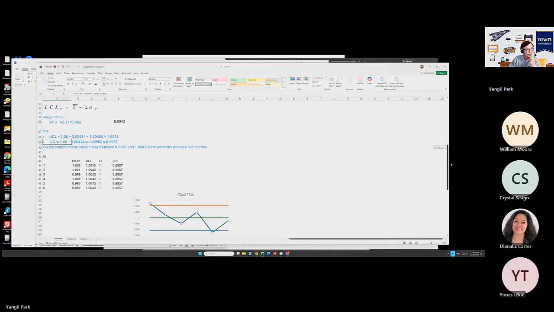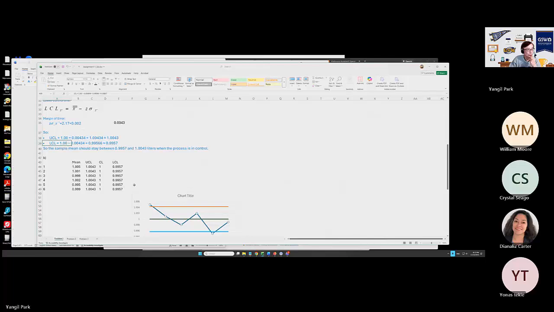Then, so we know the limits, and we want to plot our sample and see whether they are really within the limits. Okay, so that's why we need to plot those 6 items. And what I did was just this one, you need to create it.